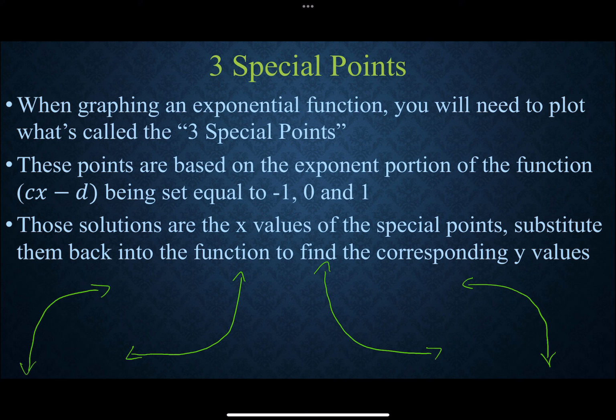We're going to use 3 points to do that. The three main points we'll use will be setting the exponent portion, the cx minus d, equal to negative 1, 0, and 1. Those are the nicest numbers, because if I have 2 to the negative first power, I get a half. If I have 2 to the 0 power, I get 1. If I have 2 to the first power, I just get 2. So they're nice values that will work. I won't get super massive numbers or super tiny numbers because of that.